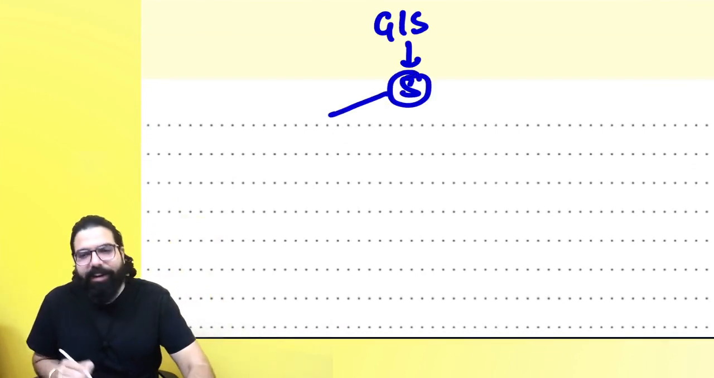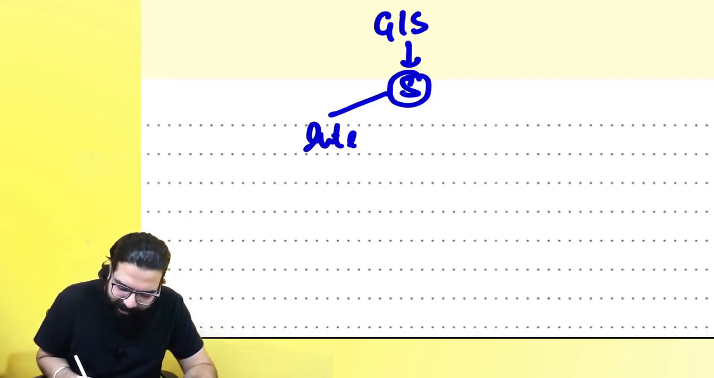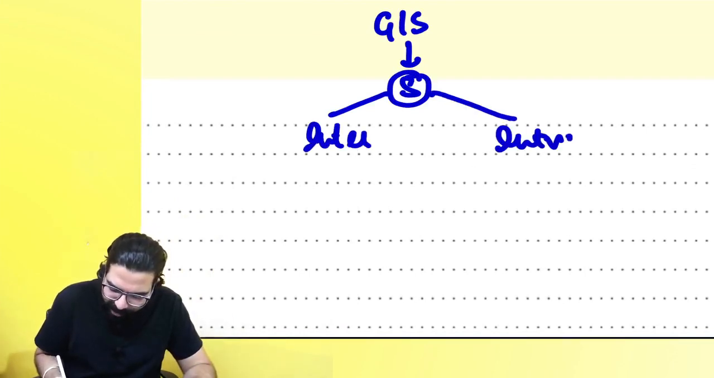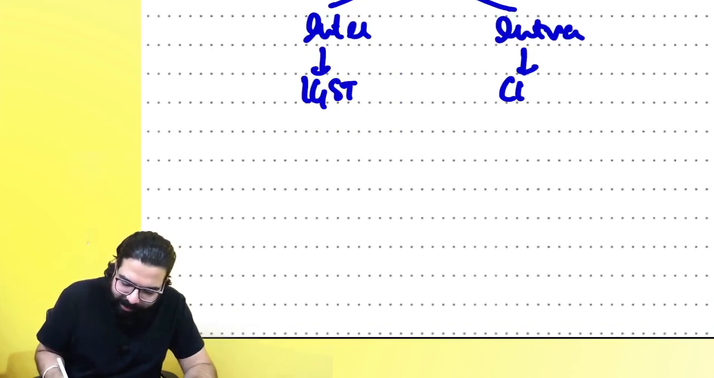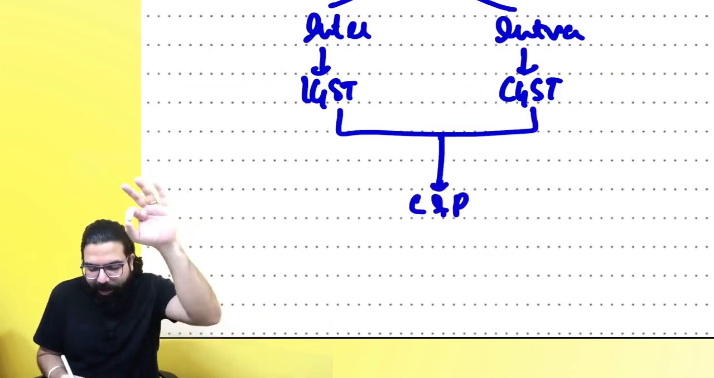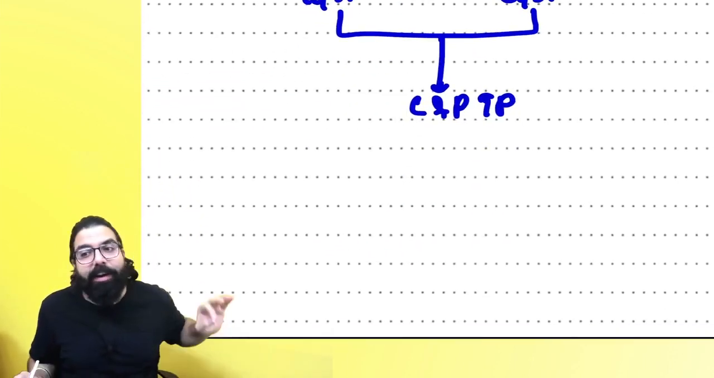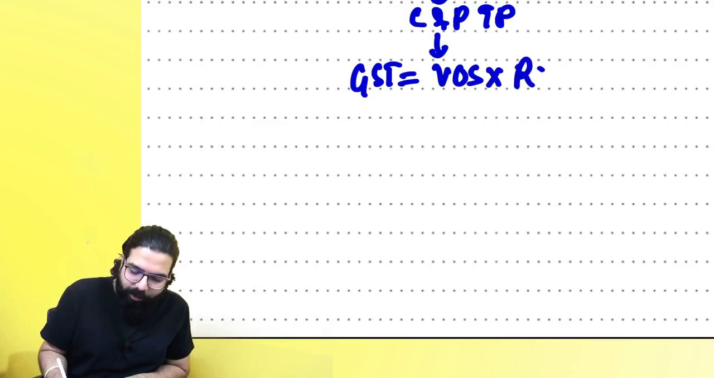Supply can be either interstate supply or intrastate supply. Interstate supply, IGST will be levied. Intrastate, CGST will be levied. Once GST is levied, GST has to be collected and paid by a taxable person. How will he collect? How will he pay? GST is equal to value of supply into rate of tax.